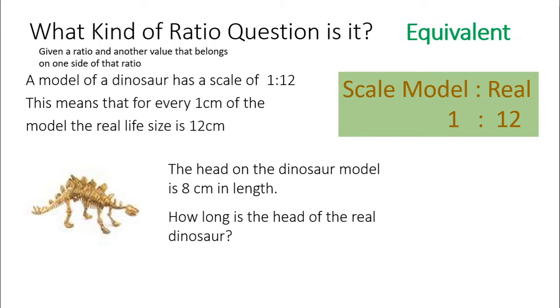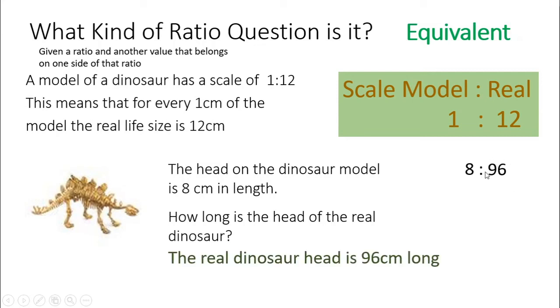So let's set it up. We've got a 1 to 12 ratio and we need to work out the 8 to something ratio. How did I get from 1 to 8? I multiplied by 8, right? So we need to do the same thing to the 12. 12 times 8 is 96. Again, reread the question before you move on. How long is the head of the real dinosaur? Do not put this ratio as your answer. Your answer is the real dinosaur has a head of length 96 centimeters long, which is pretty long. That's almost a meter.